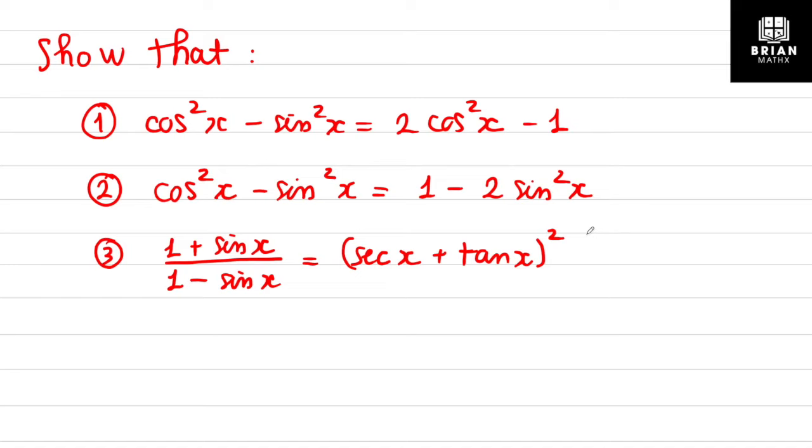In this video, we continue learning about trigonometric expressions, and as you can see in my slide, we have three questions we need to prove or solve. The first one: cos square x minus sine square x equals 2 cos square x minus 1. And then question 2 and question 3 here. Okay, one by one we can solve each of them.